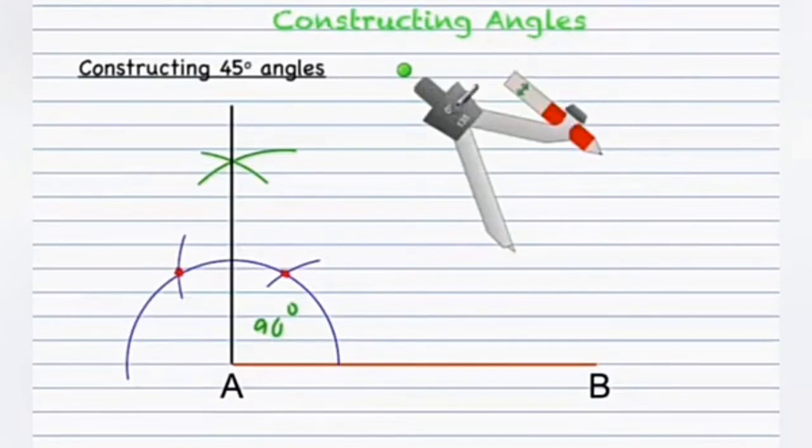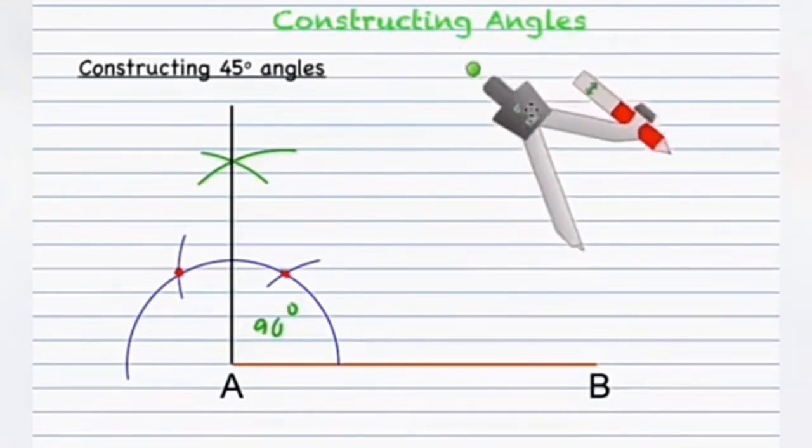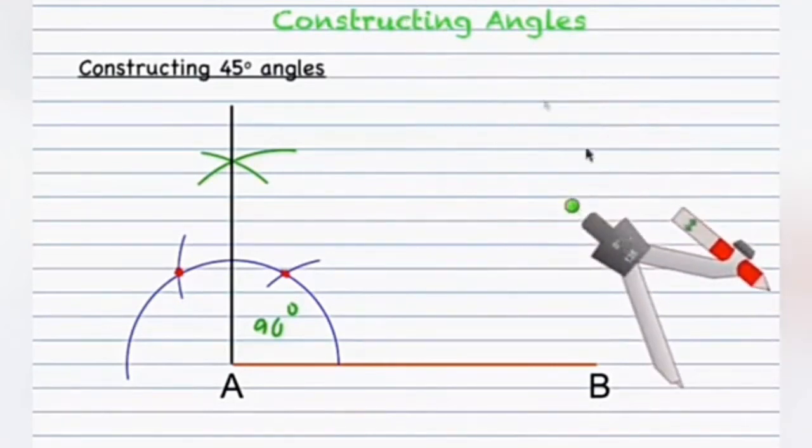So now we are going to be looking at constructing 45 degrees. 45 degrees is the bisection of angle 90 degrees. That is, when you divide 90 into 2, you have 45.